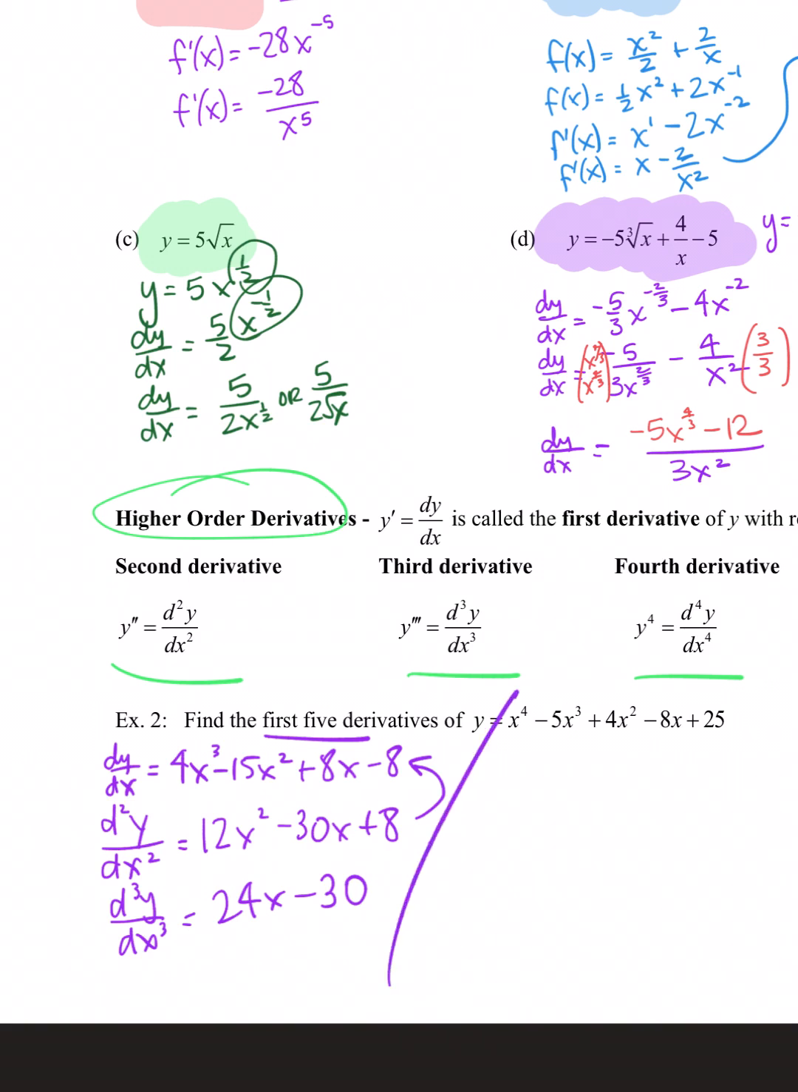I'm running out of room, so I'm going to come over here to do the fourth derivative, which is going to be 24. And then the fifth derivative. The derivative of the constant is just 0.